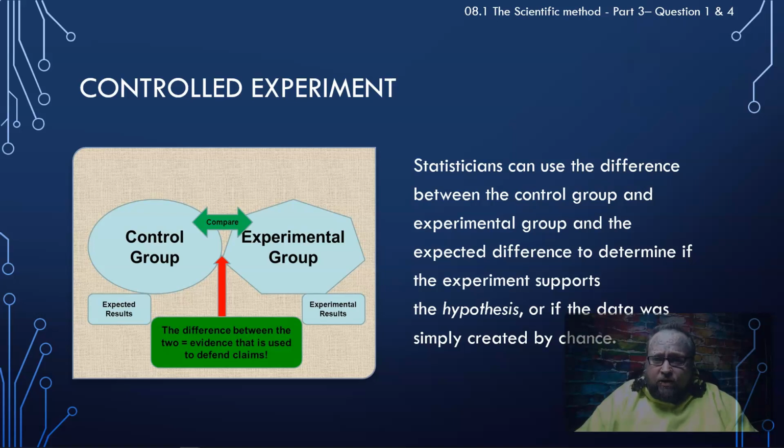And so we need to make sure in our design that we take that into account, first planning to have that, and then when we're executing it, making those groups, gathering the separate data, and getting ready for the analysis phase. So again, statisticians can use the difference between the control group and the experiment group, and the expected differences, to determine if the experiment supports the hypothesis or not, and if it's just by random chance.